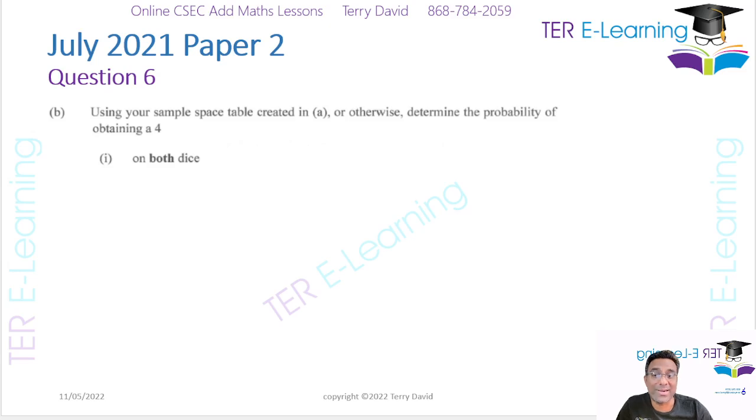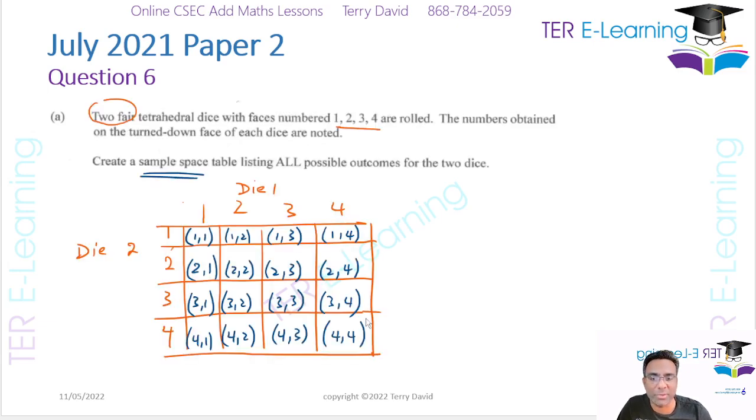Now what do we want now? So that's part A. Now they said, using your sample space created in A or otherwise, determine the probability of obtaining a 4 on both dice. So you want to get a 4 on both dice. Now how do we do that? If you want to get a 4 on both of them, the only place where we get a 4 on both of them is here. Now the total number in my sample space is, if you check all the possibilities, 4 by 4. We have 16 possibilities. So you have 16 outcomes that could take place. But for only one of those possibilities can I get a 4 and a 4.